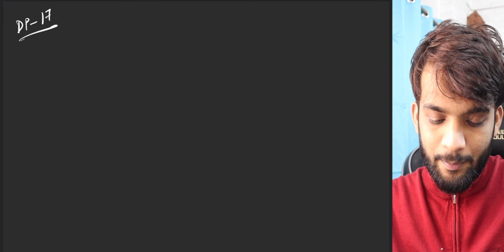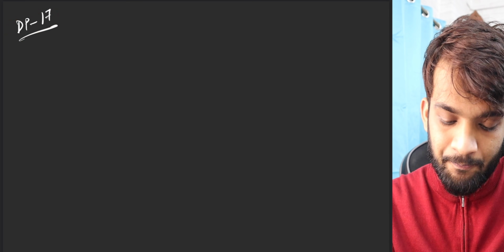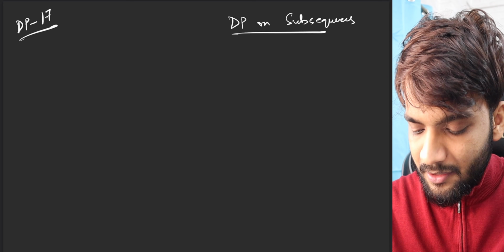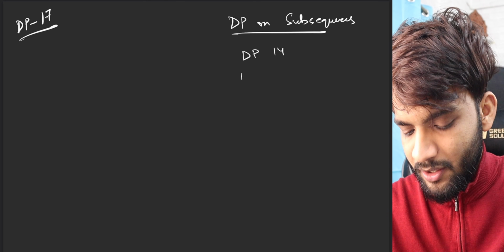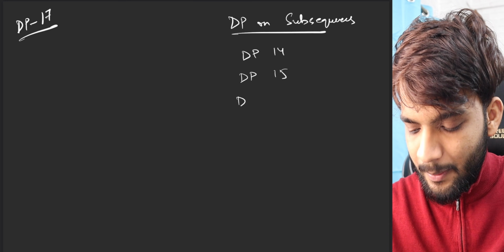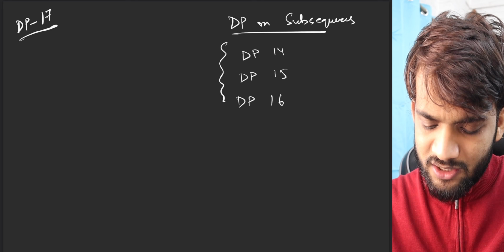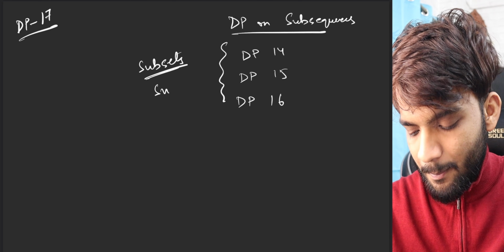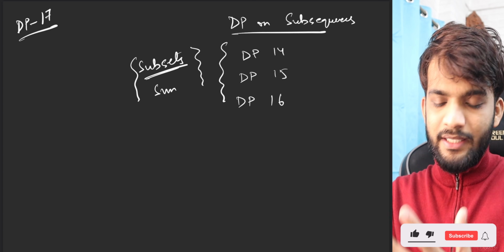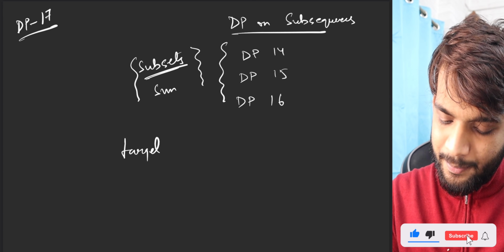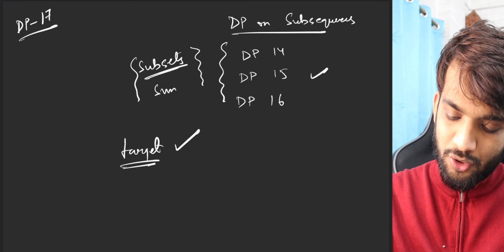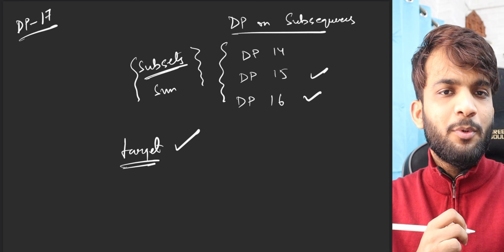So today we will be solving DP16. What is the pattern of problems that we are solving? DP on subsequence is what we started on DP13. I think DP14 is where we started. We did DP15, we did DP16. And if you remember, all of these things were based on the problem subset sum, where we were basically given a target and we are being asked if that target is achievable or not, and these couple of questions were follow-ups of the question DP14.